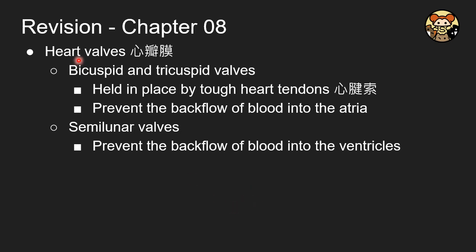And you may notice there are heart valves inside your heart. So the bicuspid and tricuspid valves are placed between the ventricles and the atria. They are held in place by the tough heart tendons, and they prevent the backflow of blood into the atria. Because the correct direction should be from the atria to the ventricles. And then the semilunar valve will prevent the backflow of the blood back into the ventricles.